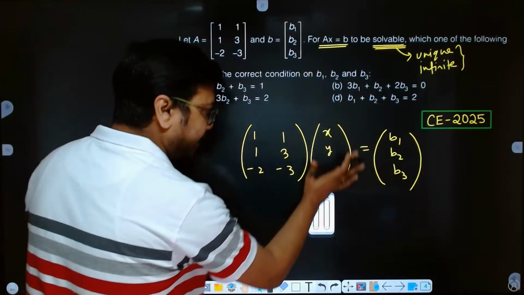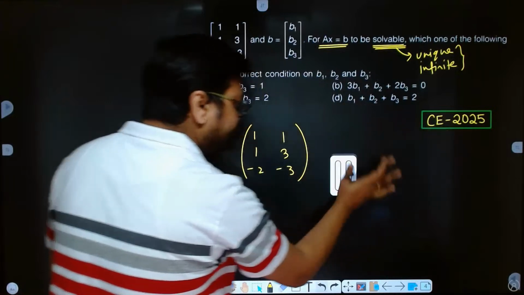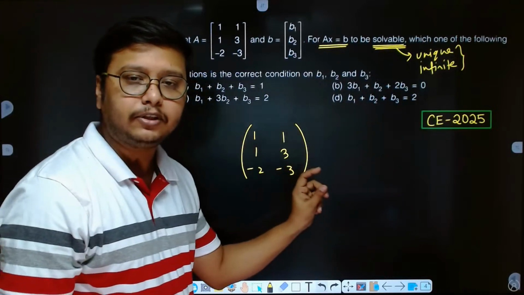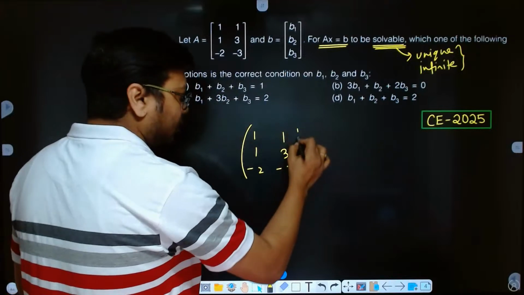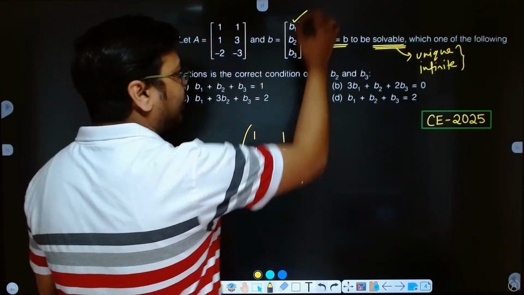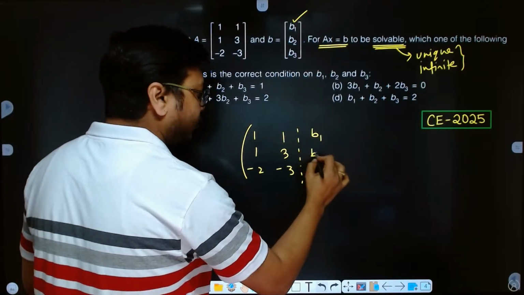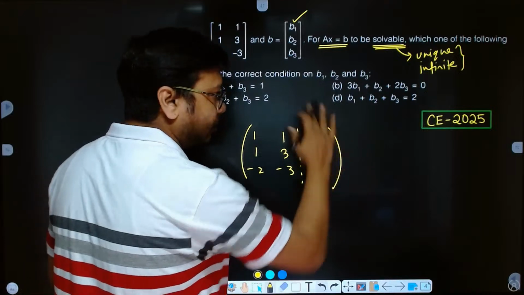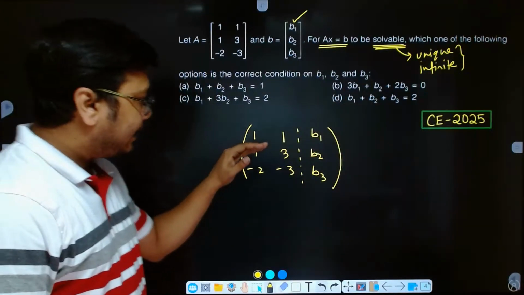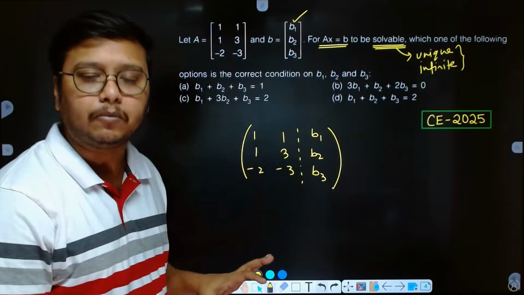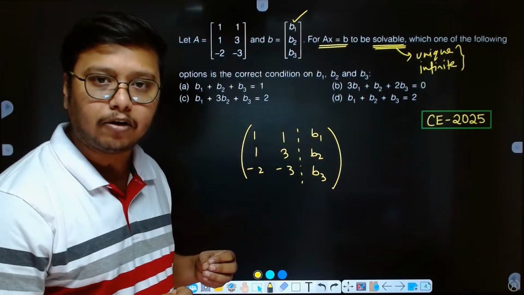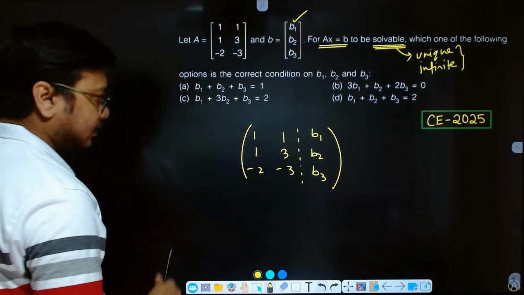This was just for a better understanding. I just need to find the rank of the augmented matrix, so I'll take the augment part also. This augment with B1, B2, B3, because my answer has to be in terms of B1, B2, B3. Let us start to simplify this matrix by doing some row operations, and let's try to find the rank of the matrix.